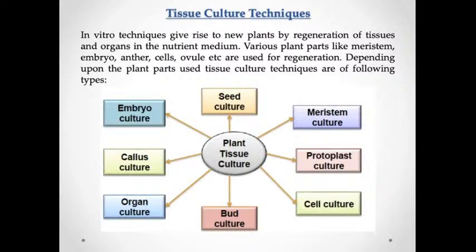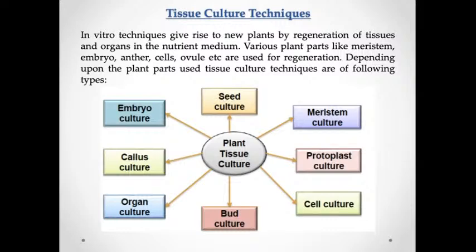Then tissue culture technique. It's an in vitro technique which gives rise to a new plant by regeneration of tissues and organs in nutrient medium. So there are various parts of plants you could use: meristem, embryo, anther, cell, ovule. All these could be used for regeneration. Plant tissue culture can be divided into further types based on what you use: meristem culture, protoplast culture, cell culture, bud culture, organ culture, callus culture, embryo culture, seed culture. So as you take the part of the plant, that determines what the culture is known as.